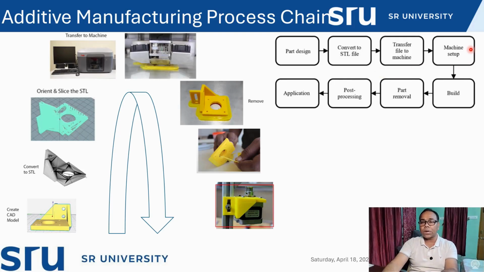After that, what you have to do is the machine setup. In the machine setup, you have to load the material. So what is the filament material you are using? Suppose for FDM based, one can use ABS material, PLA material, or maybe some other material like PEEK material, or it can be TPU material. There are various kinds of filament material available for that. One can use the filament material.